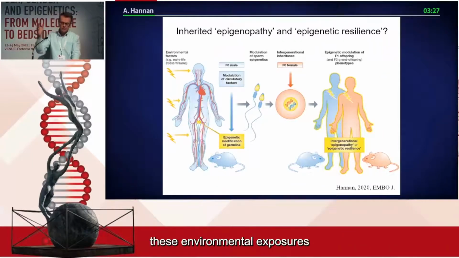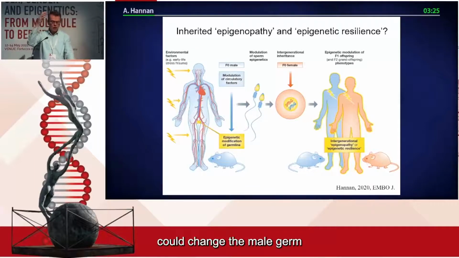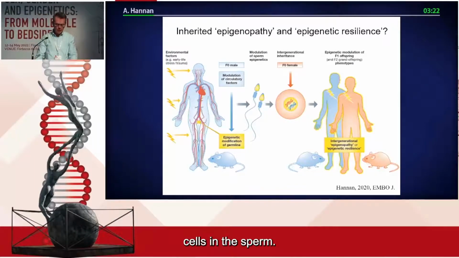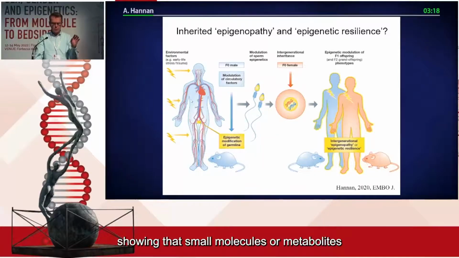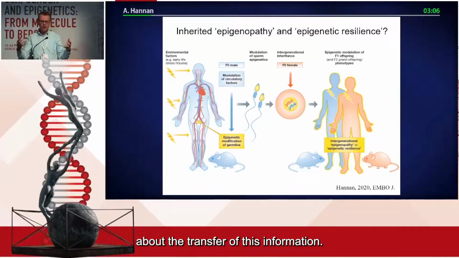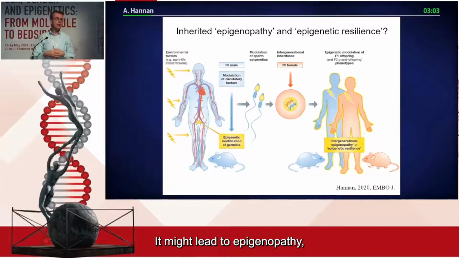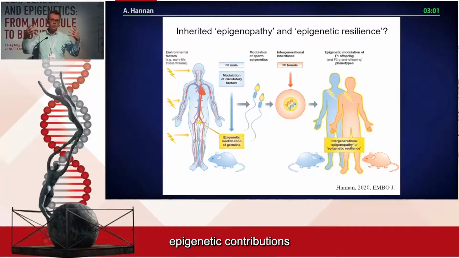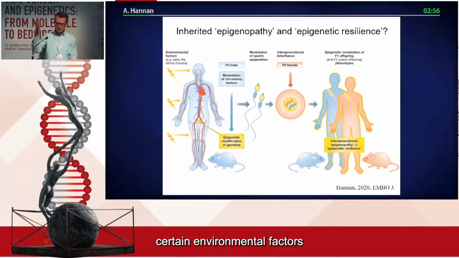Thinking about how these environmental exposures could change the male germ cells and the sperm, there is lovely work from Isabel Mansuy's lab again in Switzerland showing that small molecules or metabolites in the blood could signal to the male germ cells, perhaps to cause some of these changes. Ultimately, we want to think about the transfer of this information. It might lead to epigenopathy, epigenetic contributions to human disorders. Or on the other hand, certain environmental factors might be able to induce a form of epigenetic resilience.